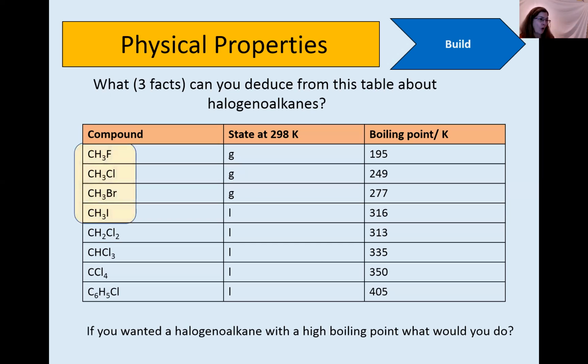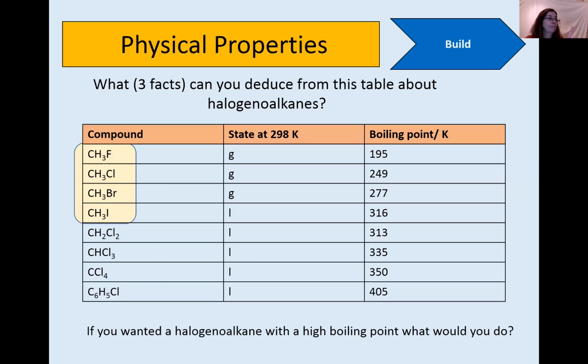Okay, so if we look at the top 3, they're all methyl halogenoalkanes. So we've got fluoromethane, chloromethane, bromomethane and iodomethane. Let's look at the boiling points. We can see the boiling points increase. So as the mass of the atom increases, as you go down the halogen group, the boiling point increases. Okay, so if I wanted a higher boiling halogenoalkane, I'd add a heavier halogen. So I would go from fluorine to chlorine or bromine or iodine. Okay, so that's 1 fact.